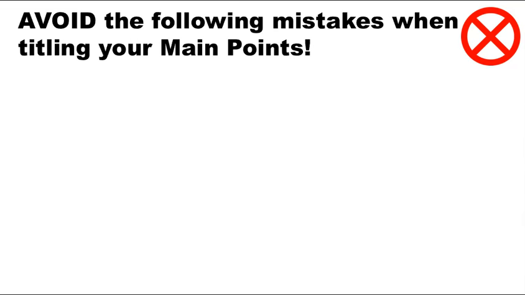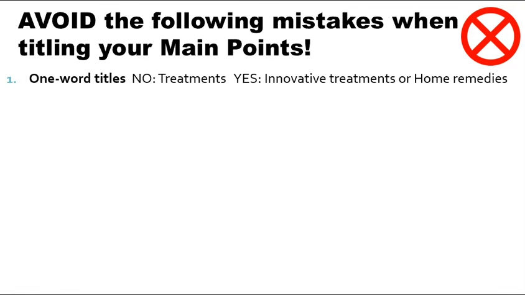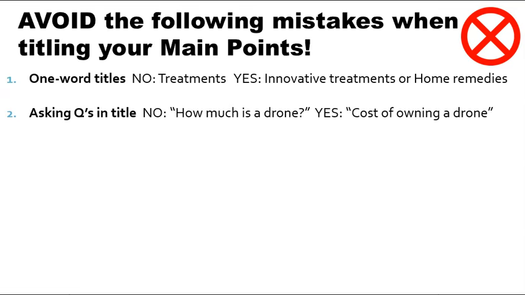Avoid the following mistakes when titling your main points. Avoid one-word titles. Don't say something like treatments when you can say innovative treatments or home remedies. Avoid asking questions in a title. Don't say, and third, I'll tell you how much is a drone, because the answer will be $199, right? There's one answer there, versus having a main point called the cost of owning a drone, which would now have costs associated with buying it and maintaining it.